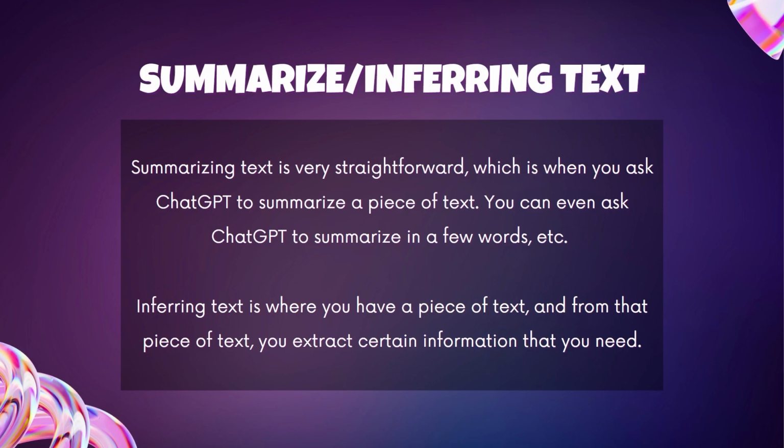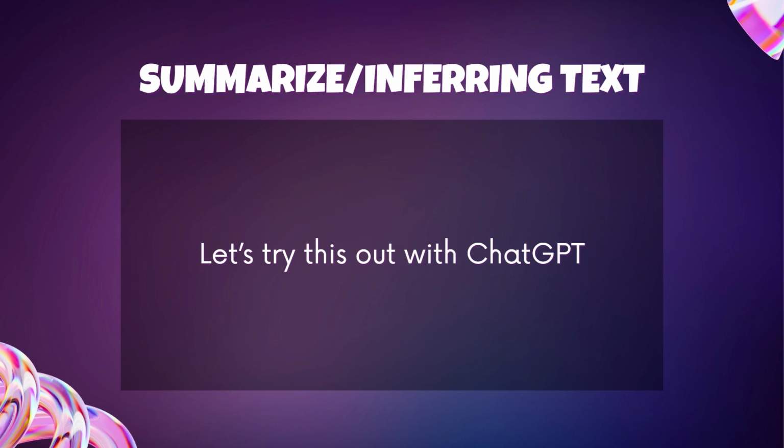Summarizing text is very straightforward, and it's basically when you ask ChatGPT to summarize a piece of text. You can ask ChatGPT to summarize in a few words, you can ask it to summarize in a different way, and so on. There are many different possibilities for that. And for inferring text, it's basically where you have a piece of text, and from that piece of text you can extract certain information you need. I'll show you later on inside of this video what this actually means. And this inferring text method can be really useful sometimes. So let's actually try this out with ChatGPT and see what these two actually do.